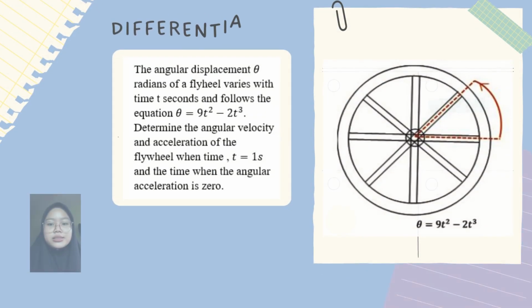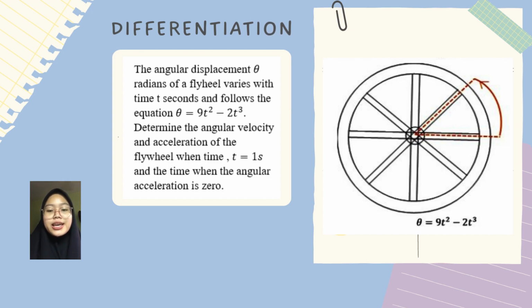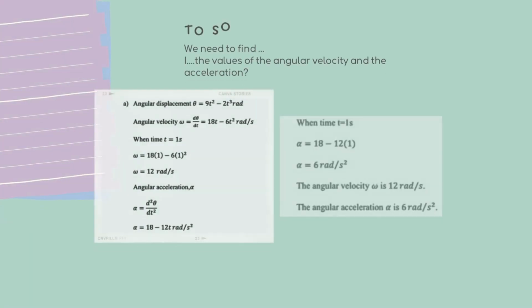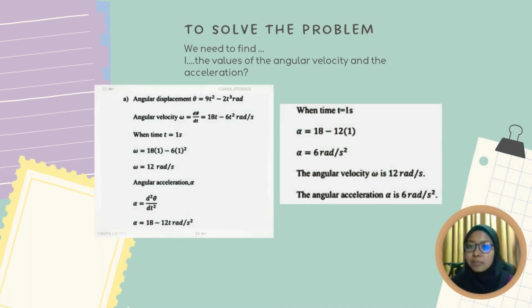Here is an example of differentiation. The angular displacement theta, in radians, of a flywheel varies with the time t in seconds and follows the equation theta equals 9t squared minus 2t cubed. Determine the angular velocity and acceleration of the flywheel when time t equals 1 second, and the time when the angular acceleration is 0. So from the question, we can get two problems. I will explain the first problem.